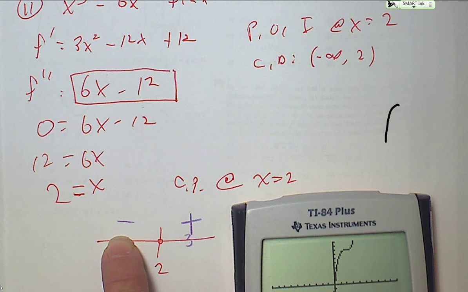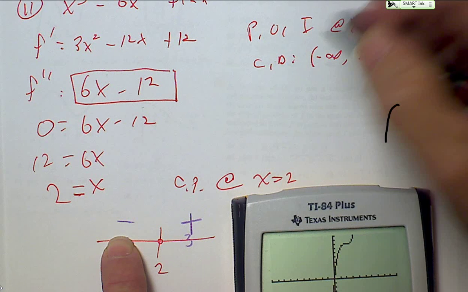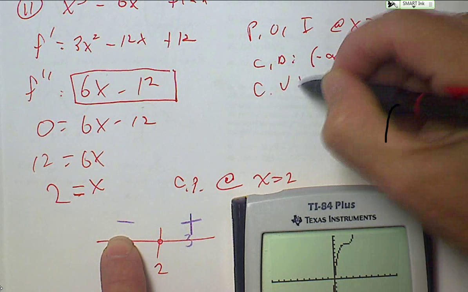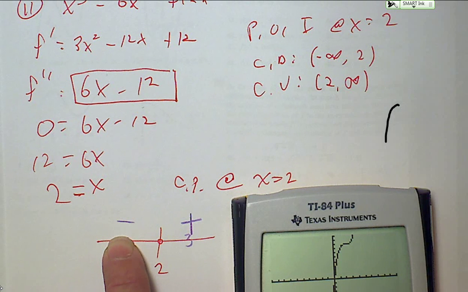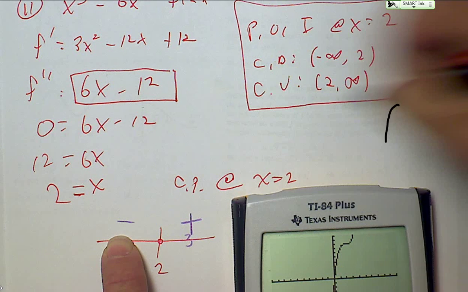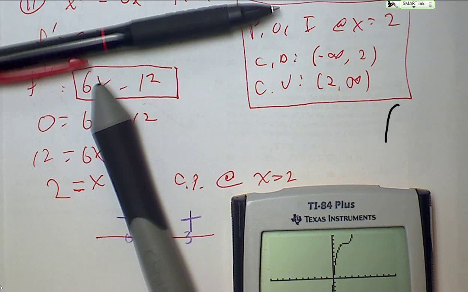Why don't you do concave down from negative infinity, and concave up to infinity? I'm not done yet. Concave up to infinity. Exactly right. So there's everything I know right there. The point of inflection is at 2, it is concave down up until 2, and concave up after 2.